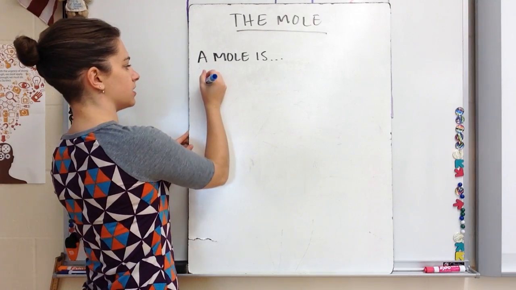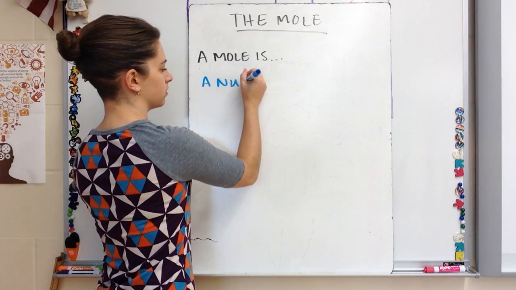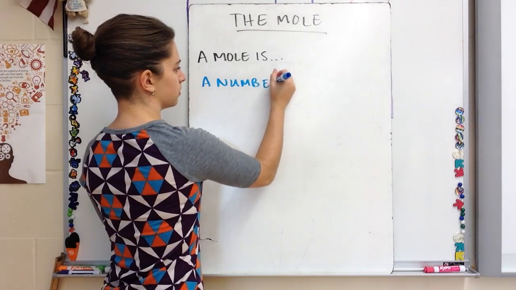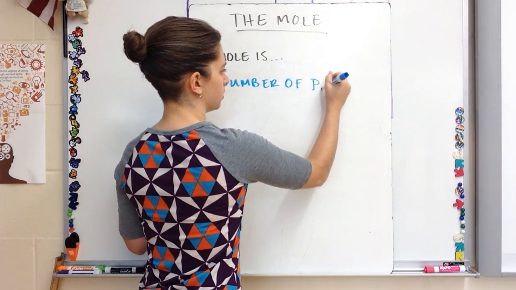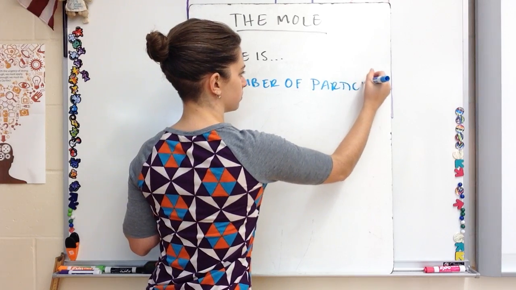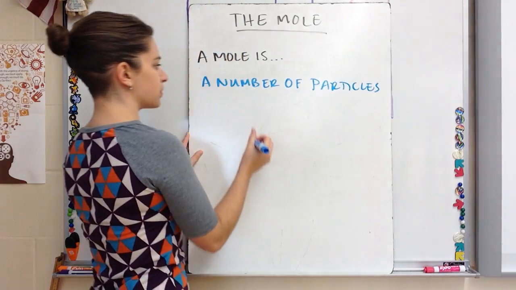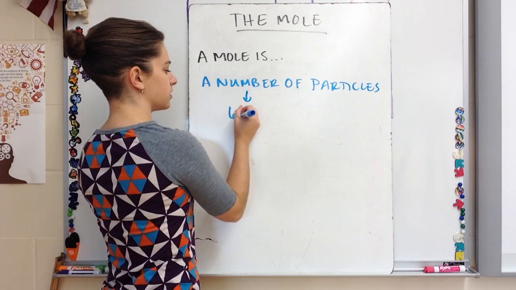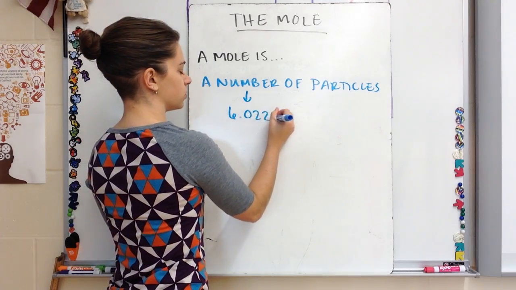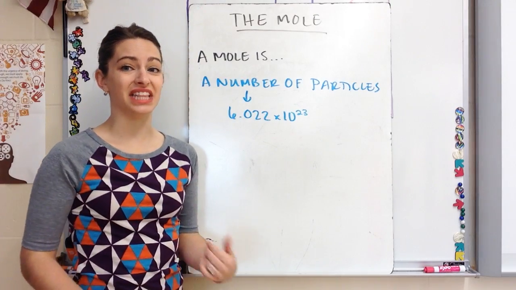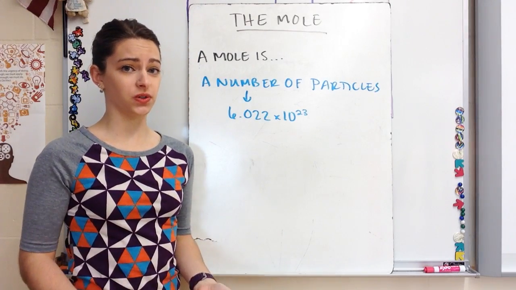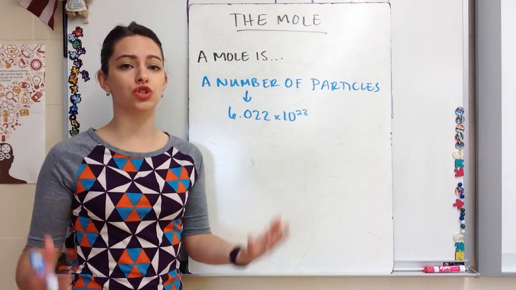So a mole is a number of particles. And that number is specifically 6.022 times 10 to the 23rd. That's a lot of particles. So a mole is this huge quantity.